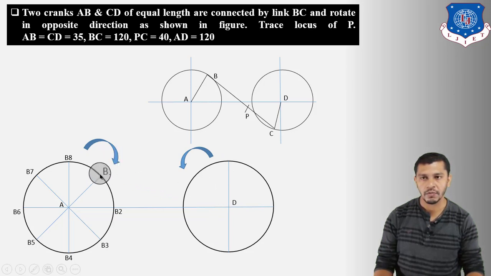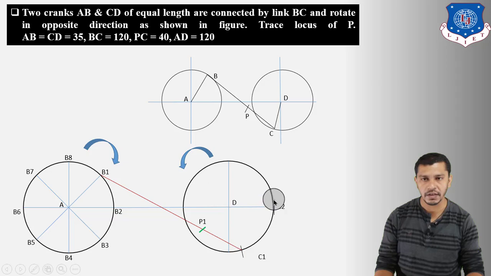So now put your rounder on B1, give an arc on the circle which gives us C1, and the distance between B1 and C1 is 120 mm. So connect this line and mark P1, which is 40 mm from point C, to find out the locus of point P. Now put your rounder on B2, give an arc on the circle which will intersect exactly over here. This is our C2. So mark P2, which is 40 mm from C2, to get the locus of point P.